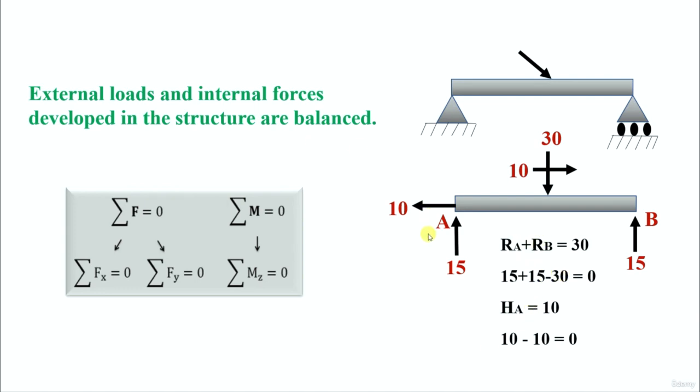That is the vertical force. Next, coming to the horizontal force, HA is equal to 10. Here the externally applied load is in the right direction, so that is positive and left direction is negative. Always keep the sign convention: right positive and left negative. So 10 minus 10 is equal to 0. So horizontal forces are equal to 0 and vertical forces are equal to 0. We have applied the equilibrium condition and both external load and internal forces developed in the structure are balanced here.